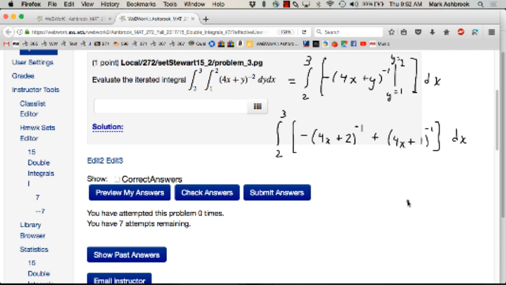Okay, then what? So now we've got to do this with respect to x. So what will this antiderivative be with respect to x? Minus 4x plus 2 to the minus 1. All right, so here's the one time when you don't use the power rule. The one time you don't use the power rule when you're taking antiderivative is power is negative 1.